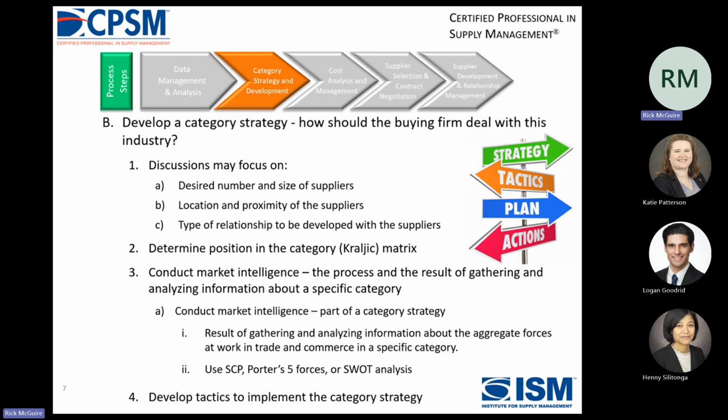And conduct market intelligence. Market intelligence is just finding out about the market and analyzing the specific industry that you're looking at. It's the results of gathering and analyzing information about the aggregate forces. When you're doing market intelligence and looking at the industry, the structure, conduct, performance model from McKinsey or Porter's 5 Forces are the best models. SWOT, you can use on an industry, but I usually use that on individual companies within the industry.